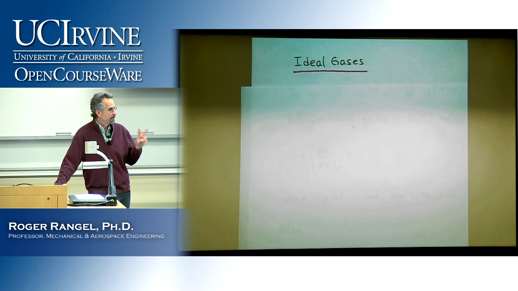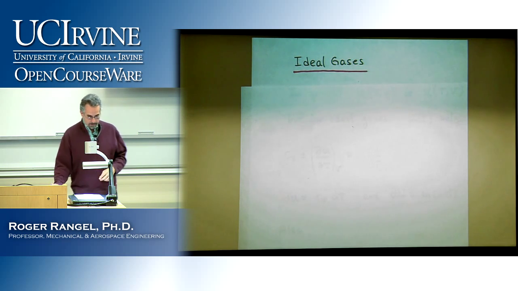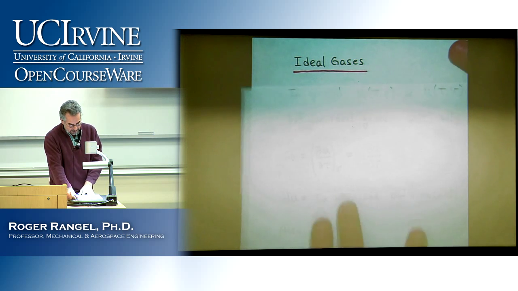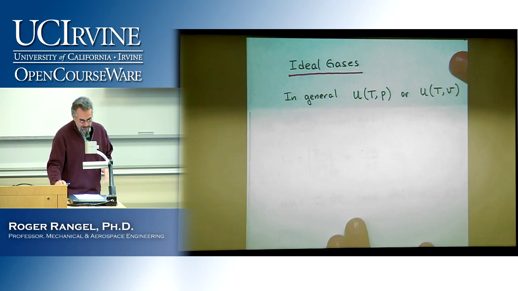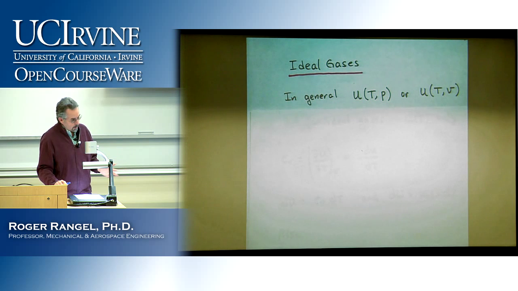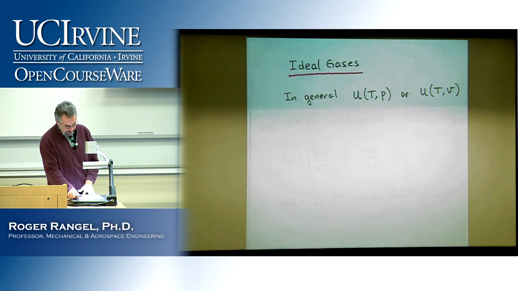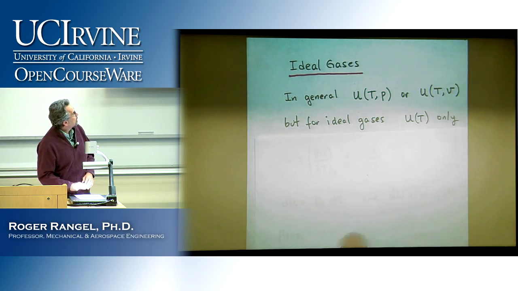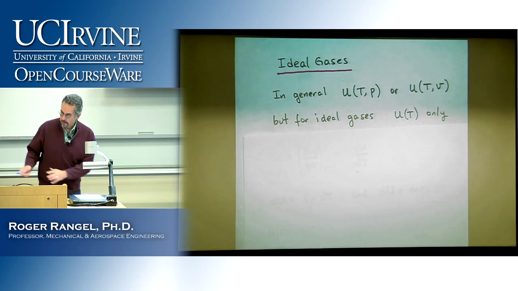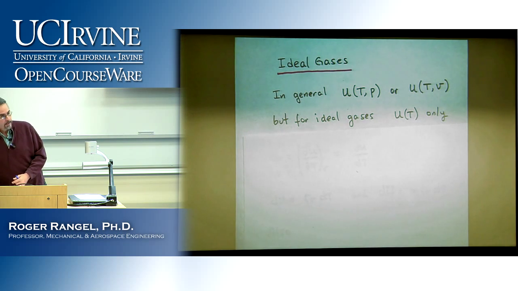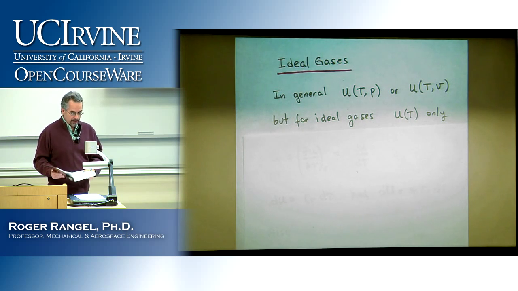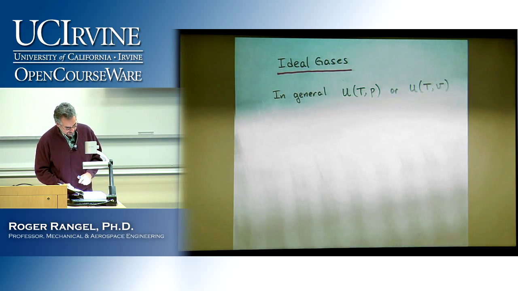And that's a nice simplification, because we know that for anything else I need two. The state postulate tells me that I need two intensive independent properties to get another property. But for an ideal gas, while it is general that internal energy would be a function of two properties, for an ideal gas, the internal energy is only a function of temperature. And I only showed you internal energy, but I could have done exactly the same thing for enthalpy.